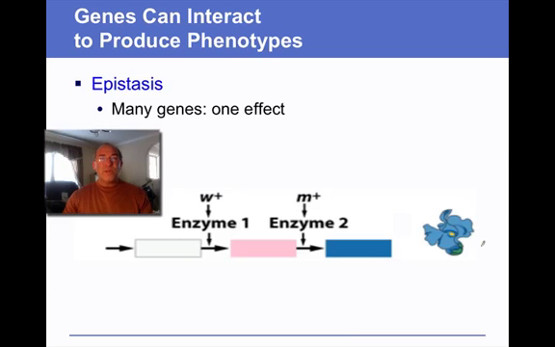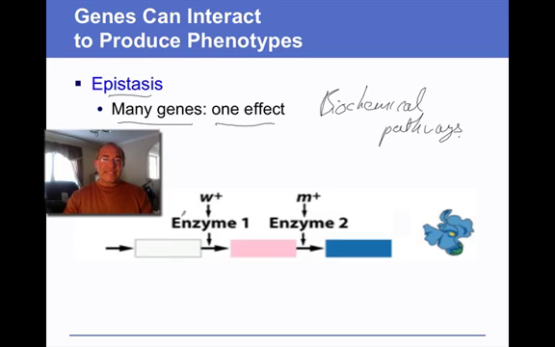Another mechanism of non-Mendelian inheritance is this process called epistasis. Epistasis can be remembered by many genes, one effect, and it works very well in biochemical pathways. So if we have various biochemical pathways here, it works like this. Here are two reactions that then produce a protein that goes on to do something. In this case it's a blue protein that makes a blue flower.